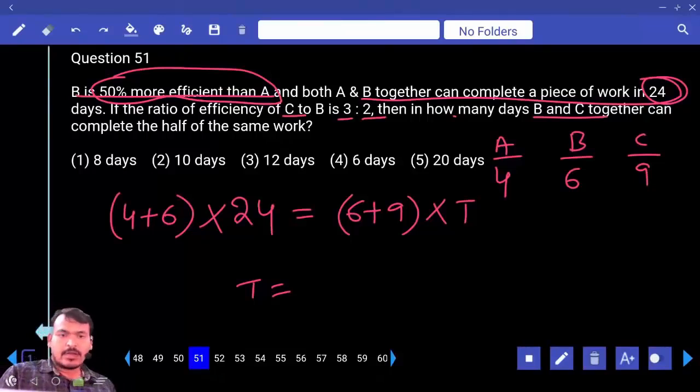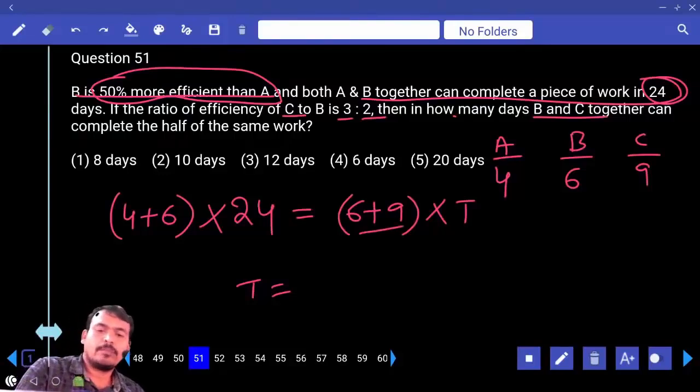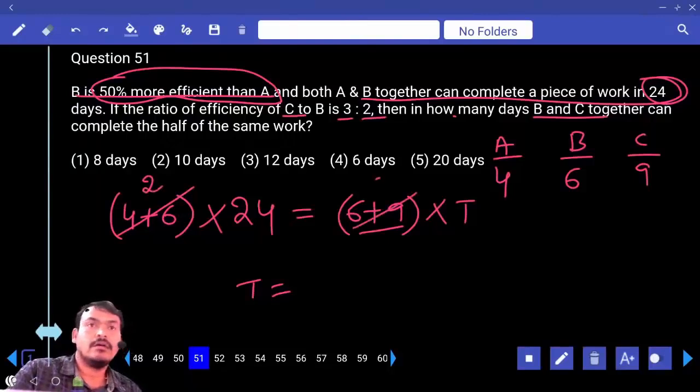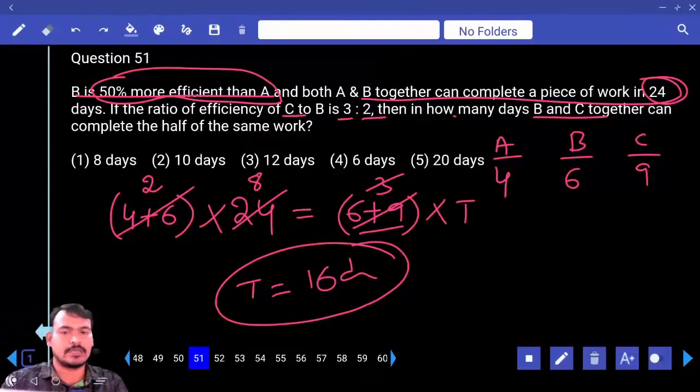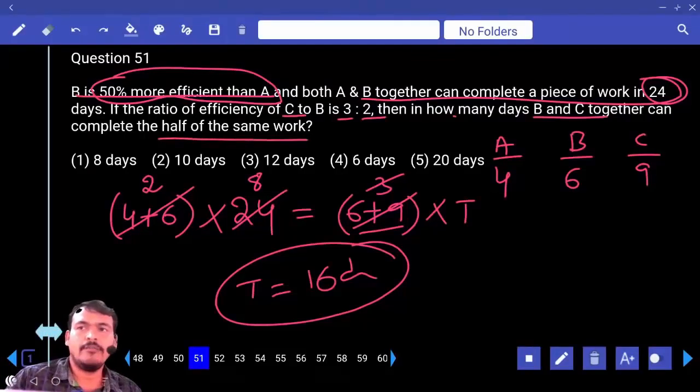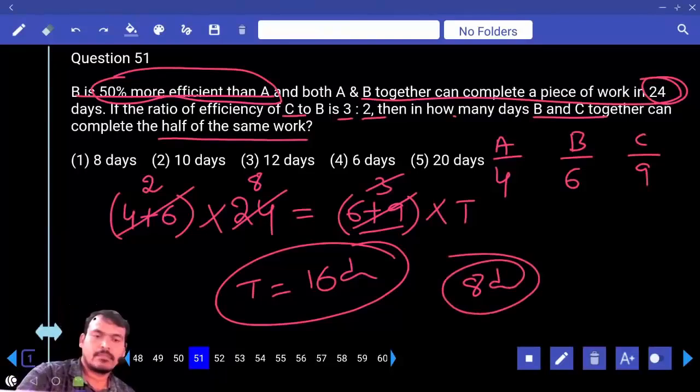half of the total work. 6 plus 9 is 15. 4 plus 6, 10. 15 and 10, 5 how many times? 2 times. Here 3 times, 3 again 8 times. T equal to how many days are we getting? 16 days. Total work will be completed in 16 days, but we required half of the same work. Total work in 16 days means half work will be 8 days.